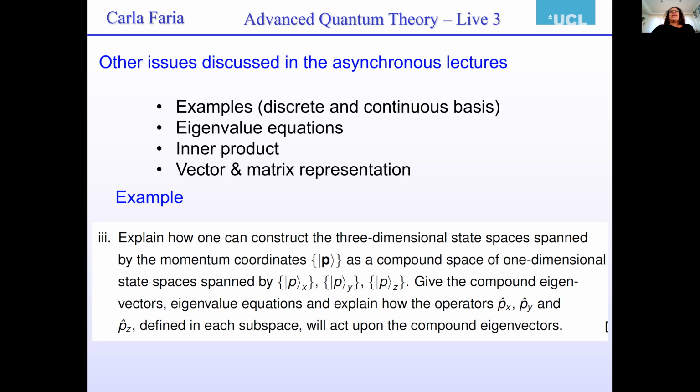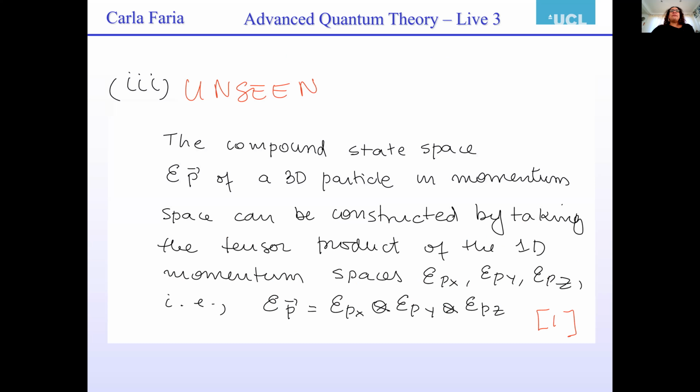So what you have then is this compound state space EP of a 3D particle, and you can construct it by taking the tensor product of the 1D momentum spaces EPx, EPy, EPz. So it's going to be something like this. You have a tensor product of 3 subspaces, can you see? Which is going to be the 3D momentum space, and it's going to be the state space of a particle in this situation.